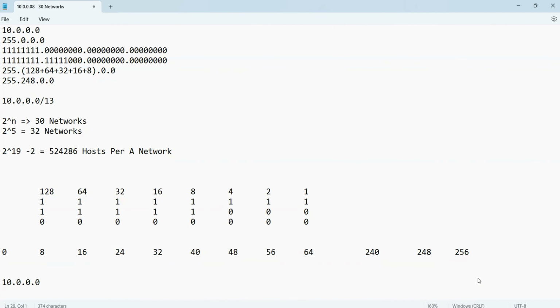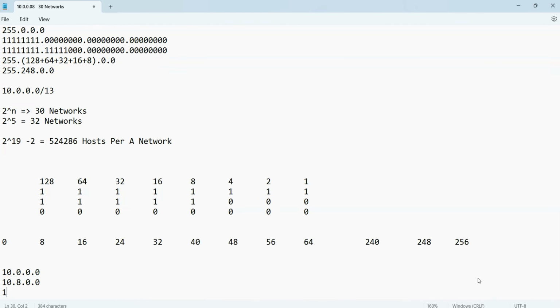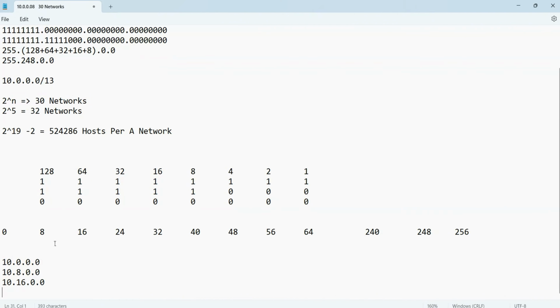10.0.0.0. What is my second network? 10, watch this, 8, be careful, 0.0. What is my third network? 10.16.0.0. See, the second octet is what I'm filling in, in these increments, up to the last one, which is what? 248. Okay, what's the next one?